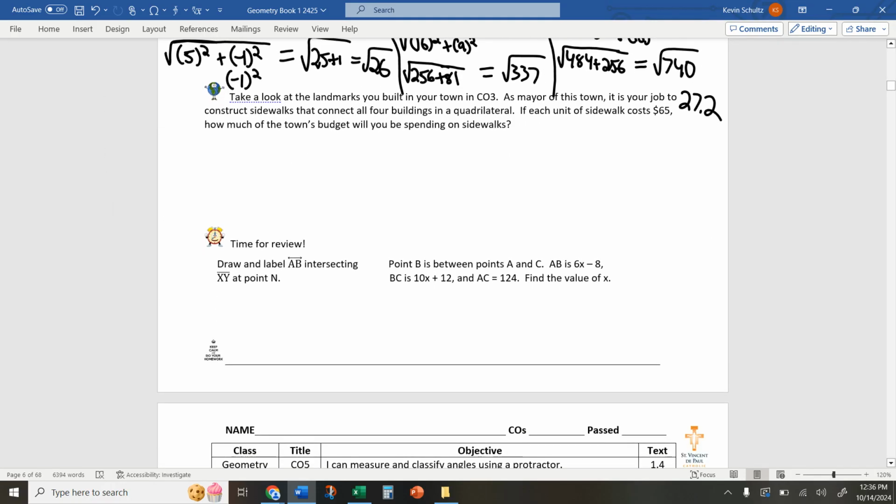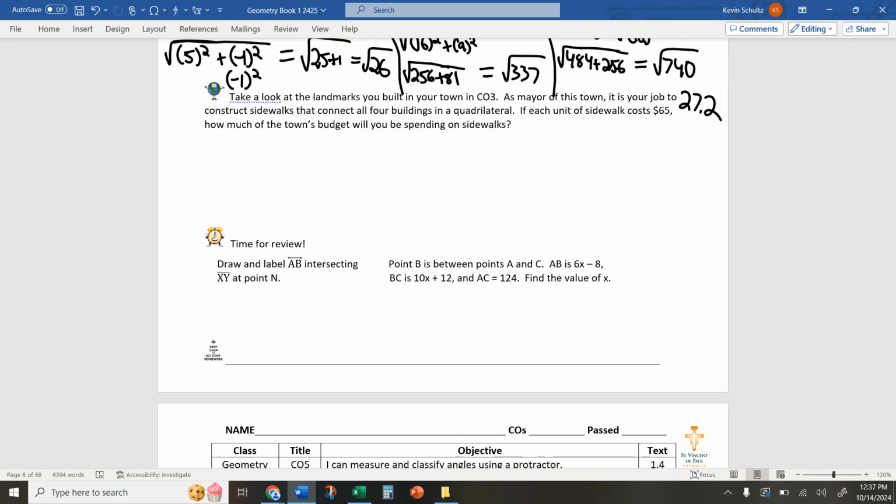Your homework. Do we know how to do that? It says, take a look at the landmarks you built in your town in CO3. As mayor of this town, it is your job to construct sidewalks that connect all 4 buildings in a quadrilateral. What is a quadrilateral? It's simply a 4-sided shape. It doesn't have to be a trapezoid, a rectangle, just a 4-sided shape. If each unit of sidewalk costs $65, how much of the town's budget will you be spending on sidewalk?